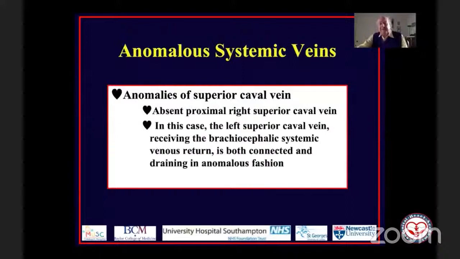So there we have absence of the proximal superior caval vein, in this case with the left superior caval vein receiving the brachiocephalic systemic venous return and connecting and draining in anomalous fashion. And that was because that left superior caval vein was unroofed. And we'll return to that when we discuss anomalies of the coronary sinus.